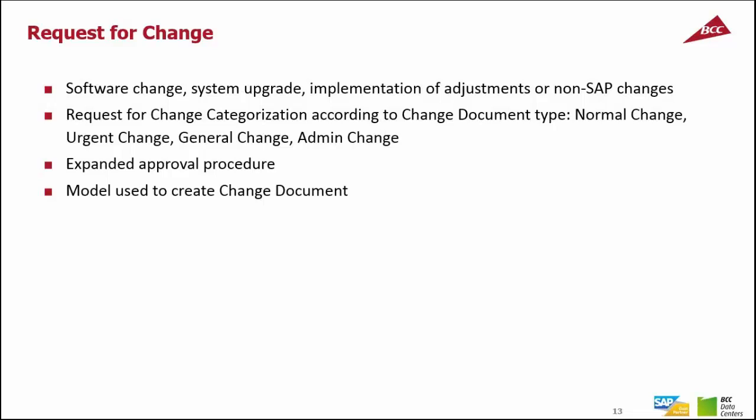Types like normal change, it's for standard daily changes, urgent change for changes with high impact, general change for non-stop changes, admin change for configuration which doesn't need to use transport. Each request for change has to go through the approval process, which is composed of Change Manager approval and optionally Change Advisory Board approvals. If request for change is rejected by one of the Change Advisory Board members, then it's automatically closed, or if everything goes fine, change document can be created.